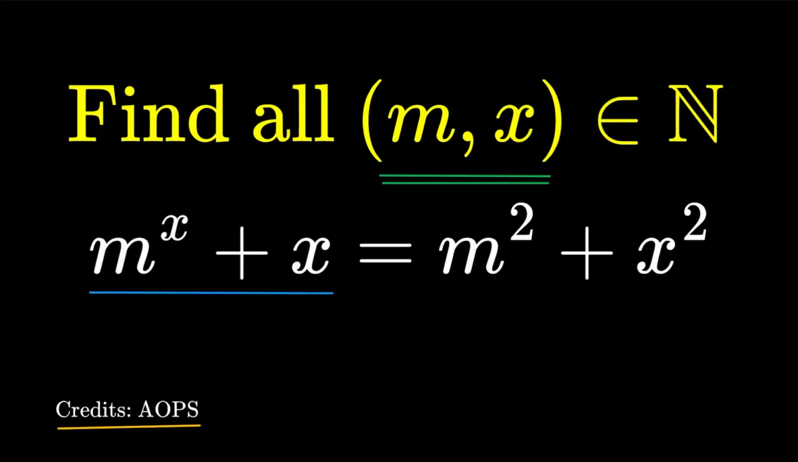Find all pairs of natural numbers m and x such that m raised to x plus x is equal to m squared plus x squared. Credits to the Art of Problem Solving community for this item.